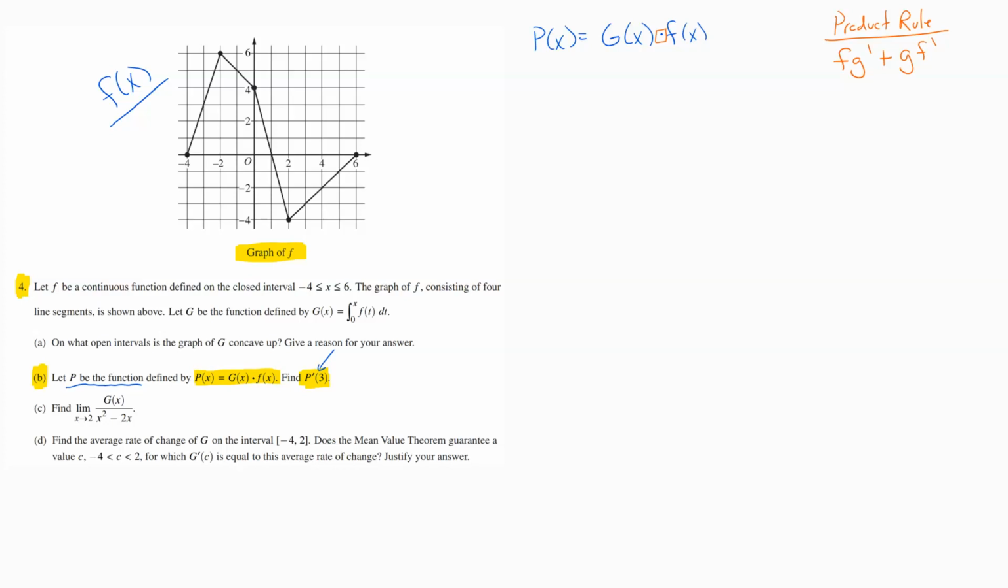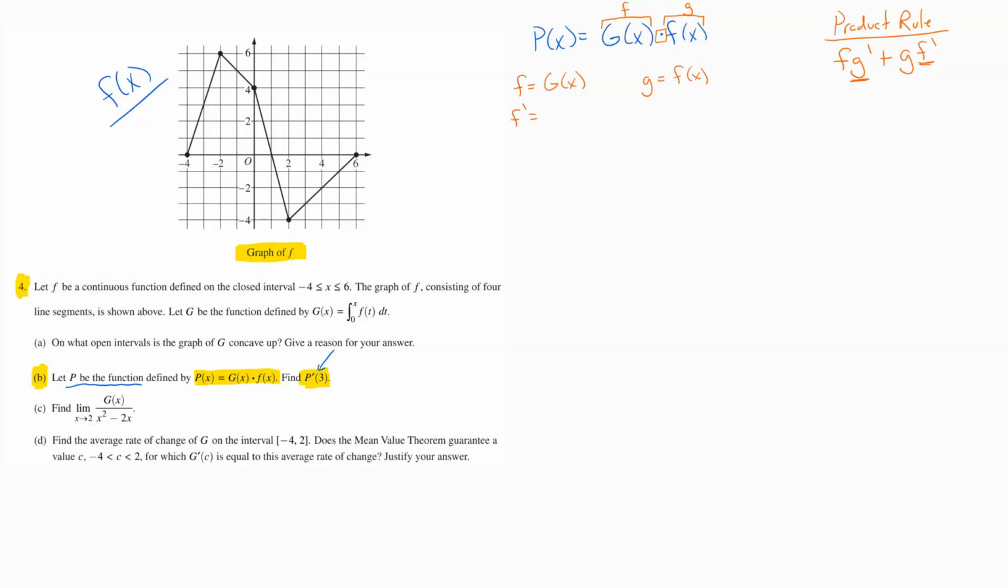So what I do is I come in and label my 2 chunks. I've got my f piece and I've got my g piece, and then I break them out into their bite-sized little math problems. So f is g of x, and then g is f of x. And now I need to go find g prime and f prime to finish up my product rule.